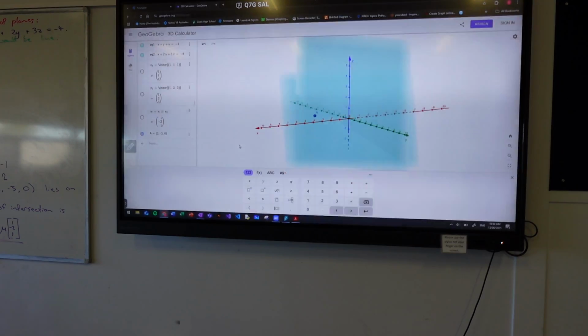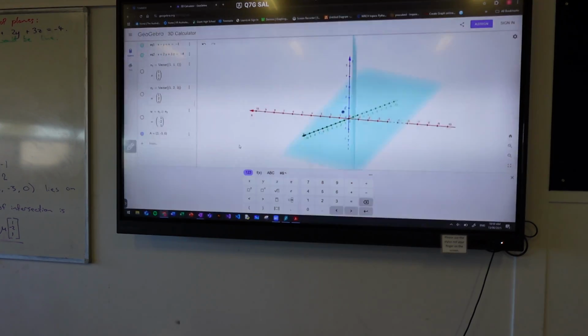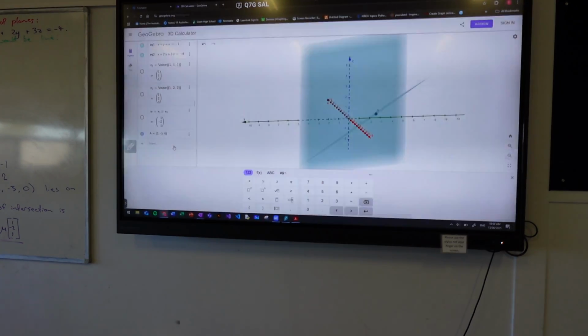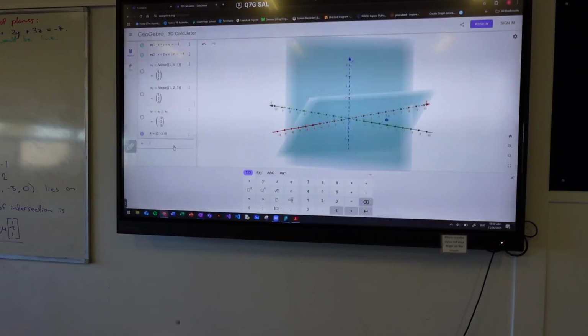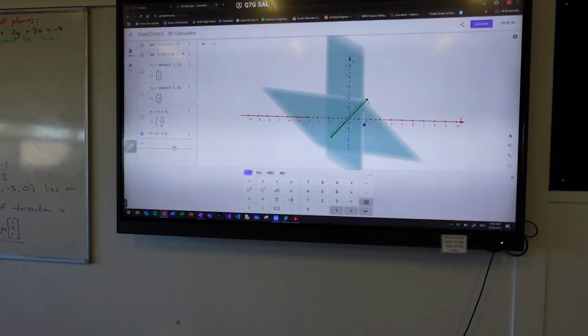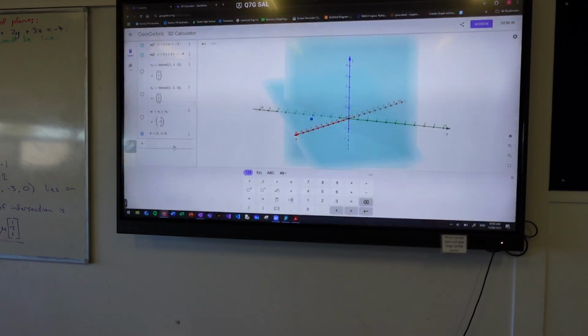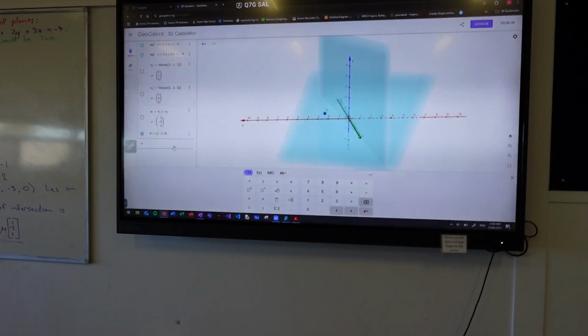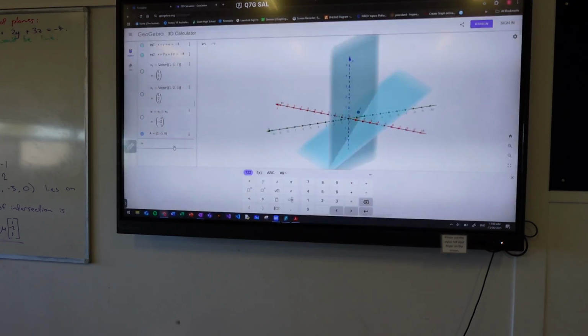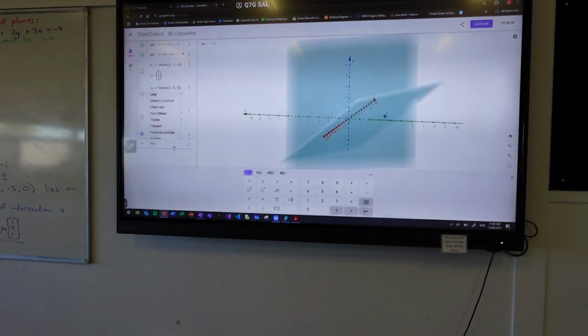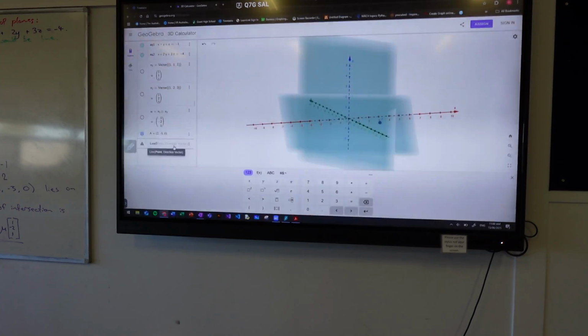There we go. Yes, it's on. No? Oh, it's not. It's only lying on one of the planes. 2 minus 3 is 0. Have I made a mistake? Keep going, and we'll troubleshoot it in a second.